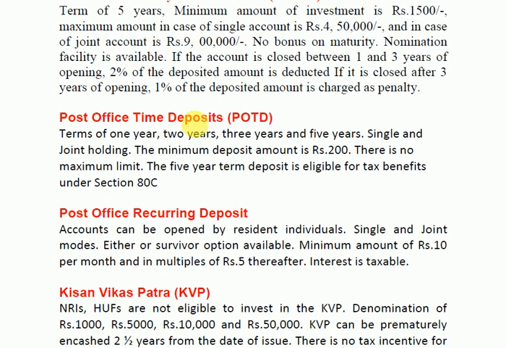Next is Post Office Time Deposits. Terms of 1 year, 2 years, 3 years and 5 years. Single and joint holding. The minimum deposit amount is Rs 200. There is no maximum limit. The 5-year term deposit is eligible for tax benefits under Section 80C.